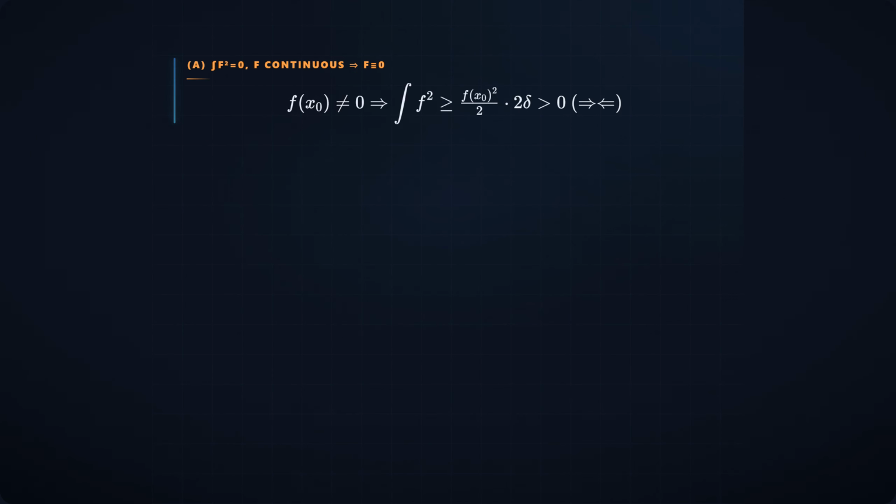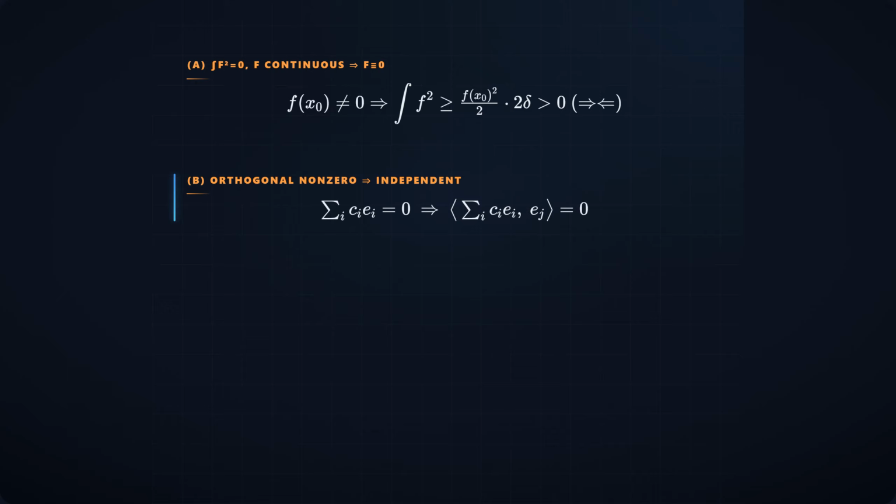Part A is the continuity lemma from problem 1, standing on its own, the archetypal function space proof. If f is non-zero at some point, continuity keeps f squared above half that value across a little interval of width 2 delta, forcing the integral strictly positive. So a zero integral, for a continuous function, means f is identically 0. Learn this argument as a template.